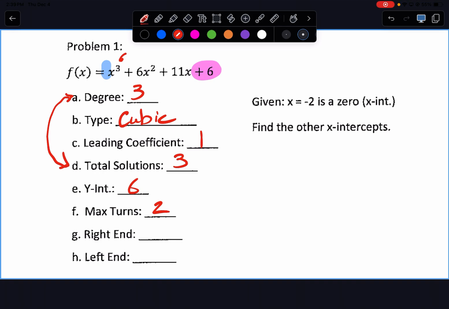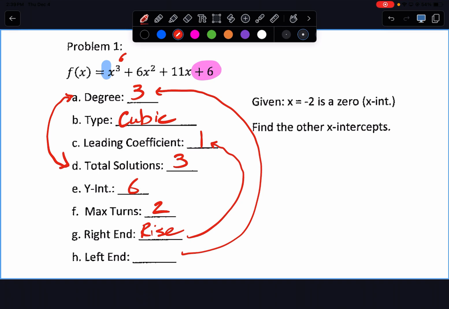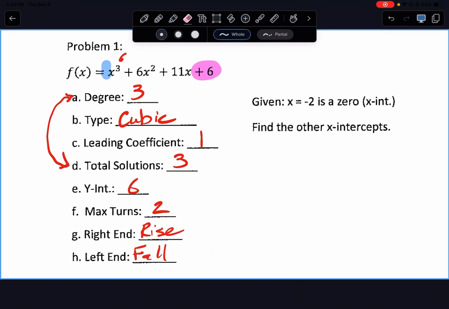Okay, we've spent a lot of time on end behavior. So we're looking at the right end first. We always look at the right end first. And for the right end, we look at our leading coefficient. Our leading coefficient is positive, so that means the right end goes up. So we put rise. Then we look at the degree. If the degree is odd, it's opposite, which in this case it is. So instead of rise, we put fall.